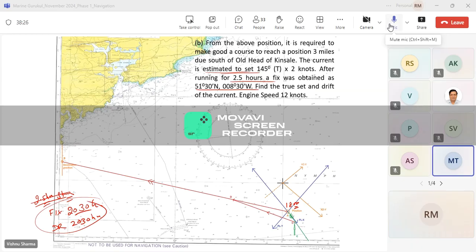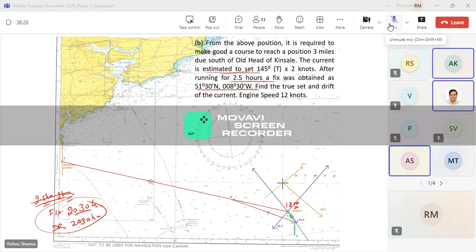C to D. C, sir. So if I have to get the DR after 2.5 hours, just apply your common sense. How can I get the DR? Can somebody tell me? Yes, sir. From C point only, we'll be taking 2.5 hours with the engine speed, sir. No, give the beta, DR.